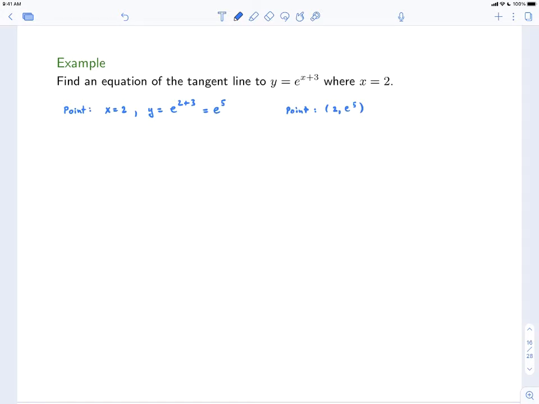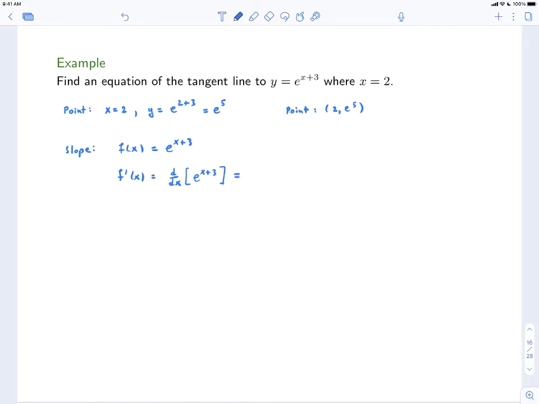Okay, now in order to get the slope, we need to define a function. And that function is going to be f of x equals e to the x plus 3. So then the slope at any given x is going to be the derivative at that x. So f prime of x is equal to the derivative with respect to x of e to the x plus 3.